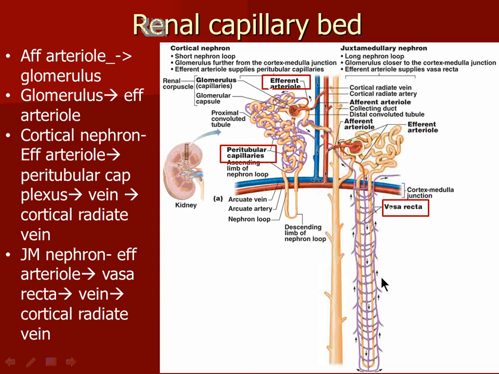Remember I said that about 80% of nephrons were in the cortex, but 20% were very close to the corticomedullary junction. These are known as juxtamedullary nephrons. Their loops of Henle dip way down into the medulla. Here, notice what the juxtamedullary nephrons do. Again, you have an afferent arteriole, glomerulus, then the efferent arteriole. But the efferent arteriole, instead of breaking up into a peritubular capillary plexus, breaks up into long, straight blood vessels, which are known as vasa recta. Notice that? Just a little difference in the way the blood vessels are. And these blood vessels in turn drain, similar to this, into the interlobular or cortical radiate vein, which goes into the arcuate vein and then interlobar and then segmental and out of the kidney.